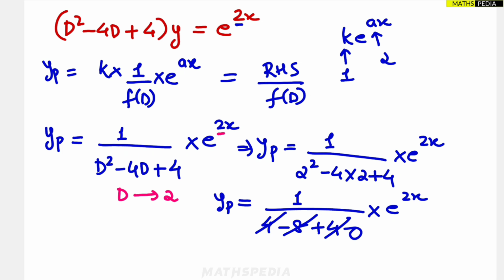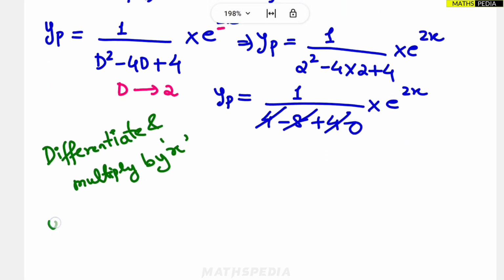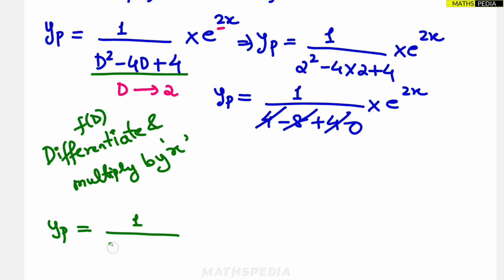So we are going to do one more step, that is nothing but differentiate and multiply by x. What's the meaning of that? See here. Yp value we know already. So the denominator, whatever the function of d is there, f of d, that you have to differentiate. So d square will become 2d, minus 4d will become minus 4, plus 4 differentiation is 0 since it is constant, into e power 2x. But I said multiply it with x also. So the numerator, multiply with x.